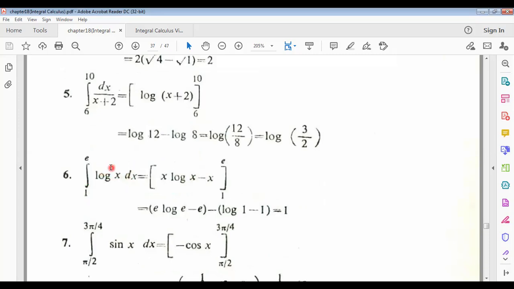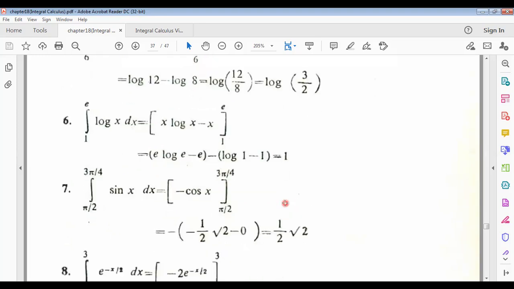Now the formula for log x, what will be? Actually, this indefinite integral I evaluated in our previous lecture. The indefinite integral of log x, what was it? x log x minus x. First of all, we have to find the indefinite integral of log x using the UV rule, the rule for the product of two functions. So we get this one. Just putting the upper limit and lower limit, we get the definite integral.